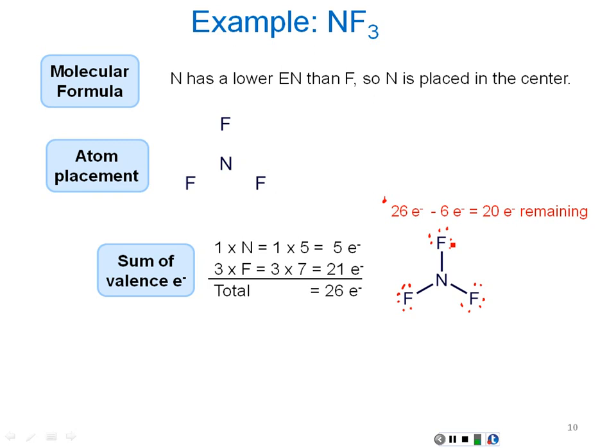So each fluorine has 6 non-bonding electrons plus 2 electrons that it's shared in bonding. So each fluorine has 8 electrons associated with it. But we still have 2 electrons remaining from our total 26 electrons. So where do those go? Those go on the center nitrogen.